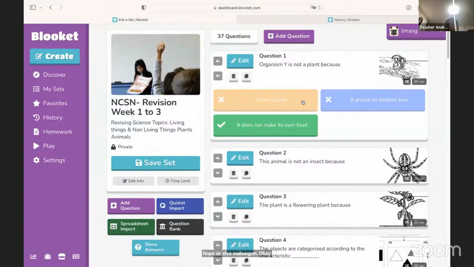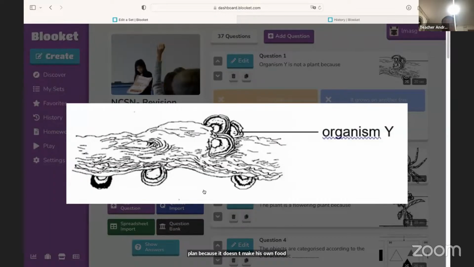Okay, so organism Y is not a plant because it does not make its own food. As you can see on the picture, there is no sign of leaves. And no leaves means it can't make its own food.